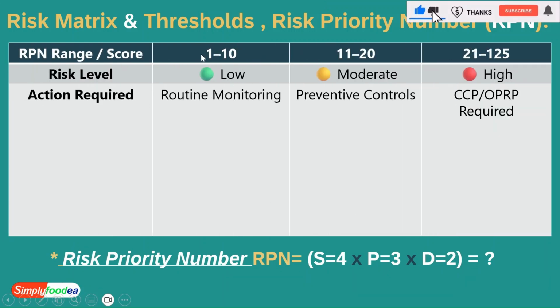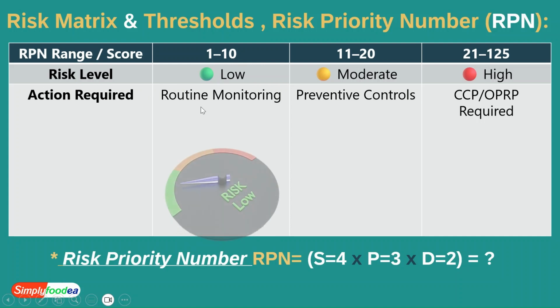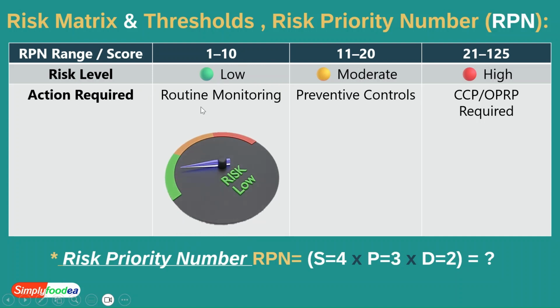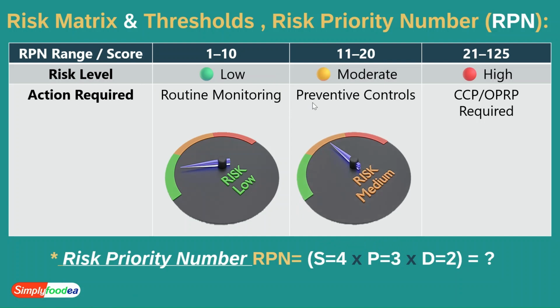If the RPN, the risk priority number, score is from 1 to 10, the risk level will be low, so the action required is just some kind of routine monitoring. If the RPN score is from 11 to 20, it will be moderate risk, so the control will be just preventive controls, as we have mentioned in our HACCP plan, the prerequisite programs.